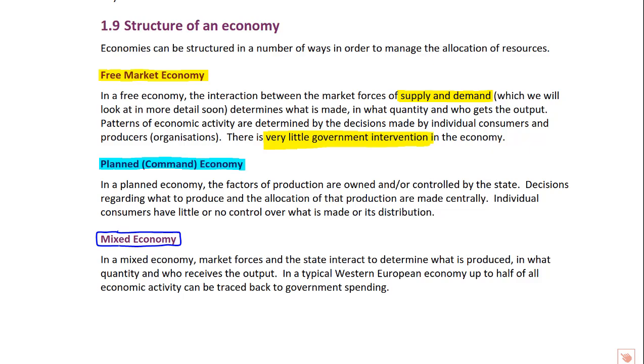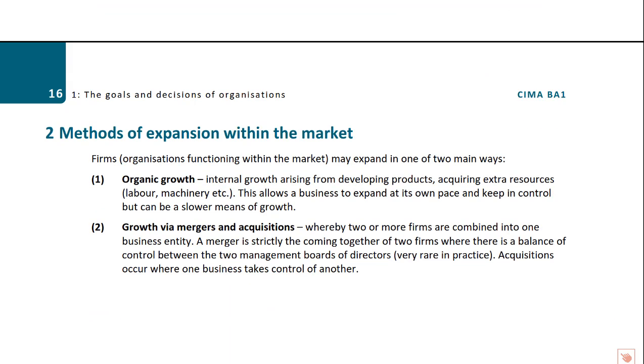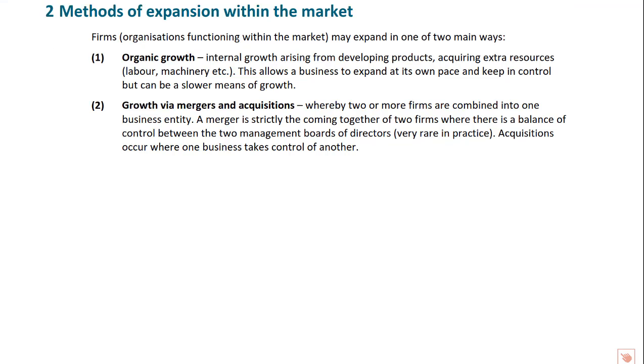The final little introductory section here is a small section on methods of expansion within the market. So if we're operating within a market, if we're an organization that's in business, for example, then there are two main ways that we can look to grow. We can either try and grow internally using our own skills and expertise to develop new products, build into new markets, and so on. That's known as organic growth.